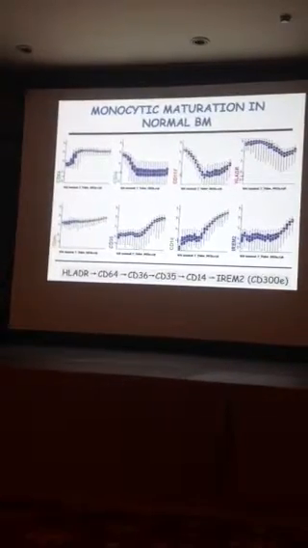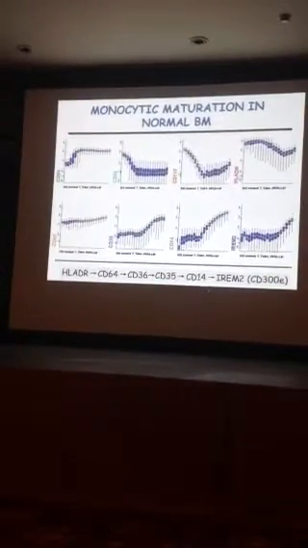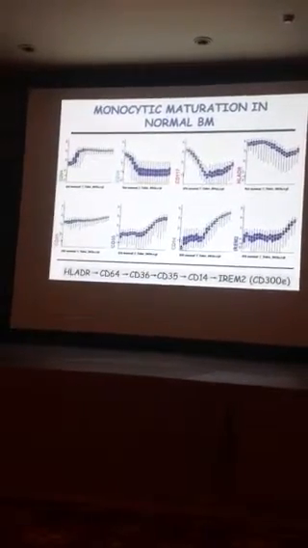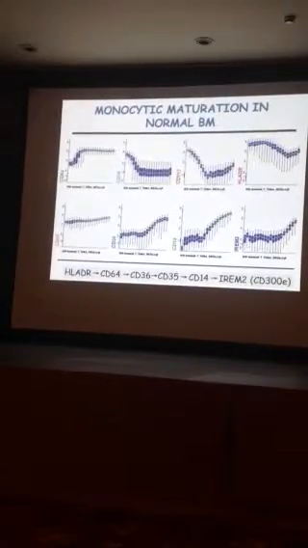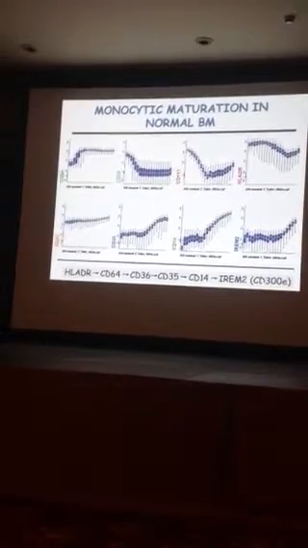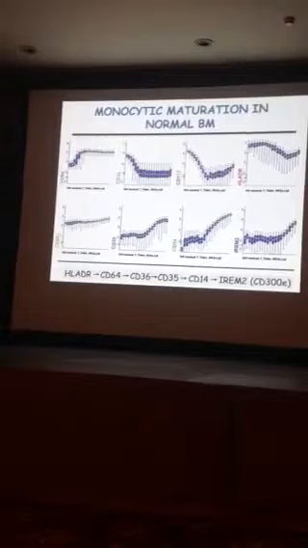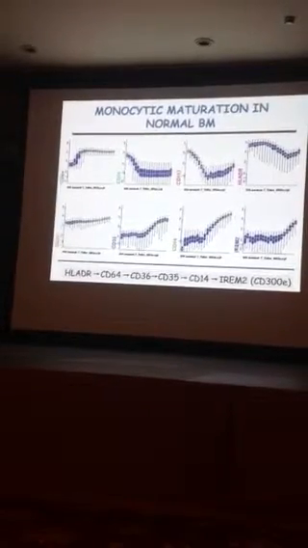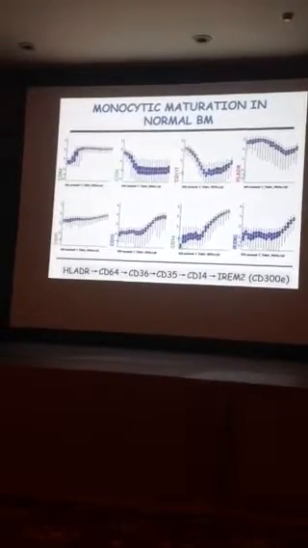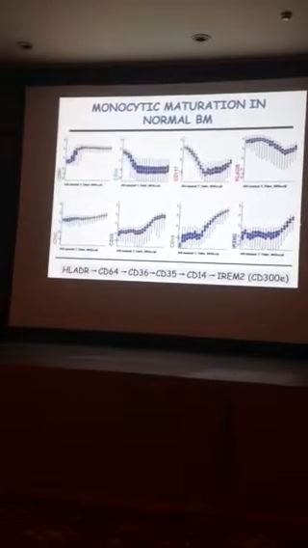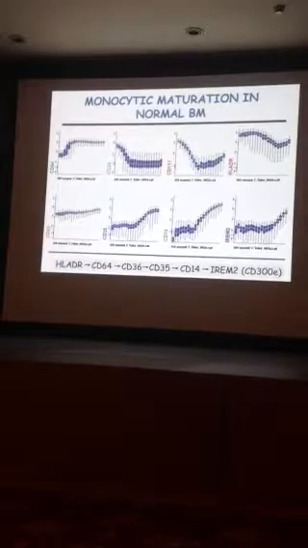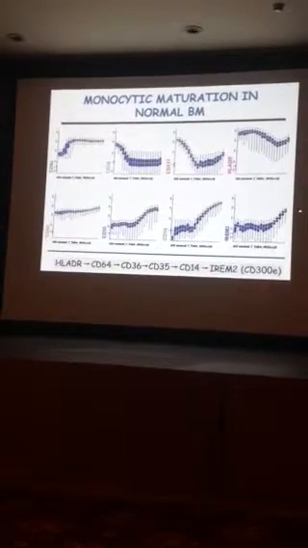Then CD35, complement receptor. Then CD14, another molecule associated with the receptors in monocytes. And finally, the last one in this set of markers, CD300E. So from a practical point of view, if you would like to identify the mature monocytes in this pathway, you have to look at the very last stages where CD300E is highly expressed. Maybe the two last stages out of 20.